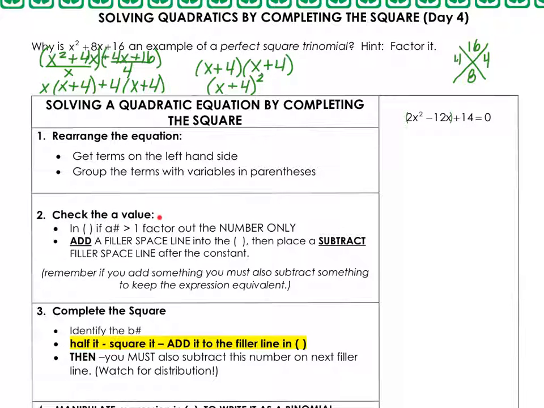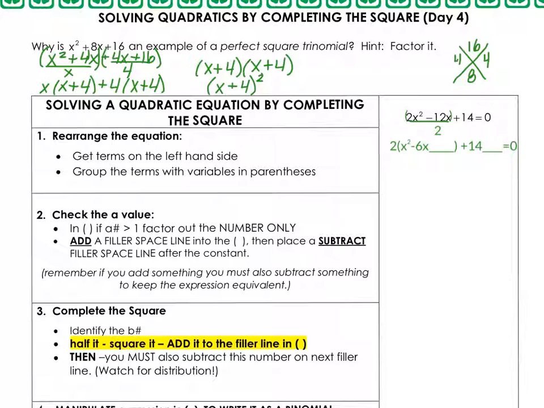Then it says check the a value. If a is greater than 1, we need to factor out the number only, not the variable. In this case it's 2x squared minus 12x, so I have two squares that are x on each side. I don't want to complete the square twice. I just want to do it once and then know that it happened two times, so the 2 is out front. So I'm going to divide out the 2.